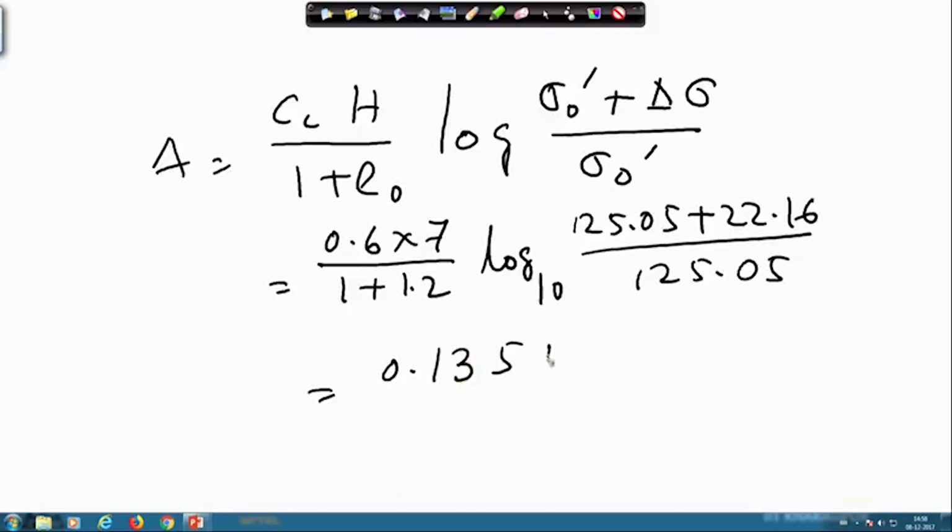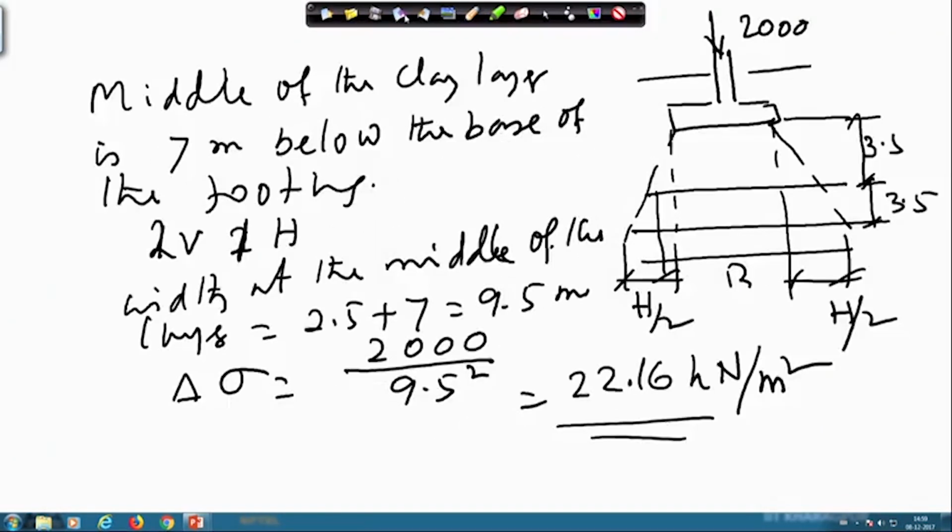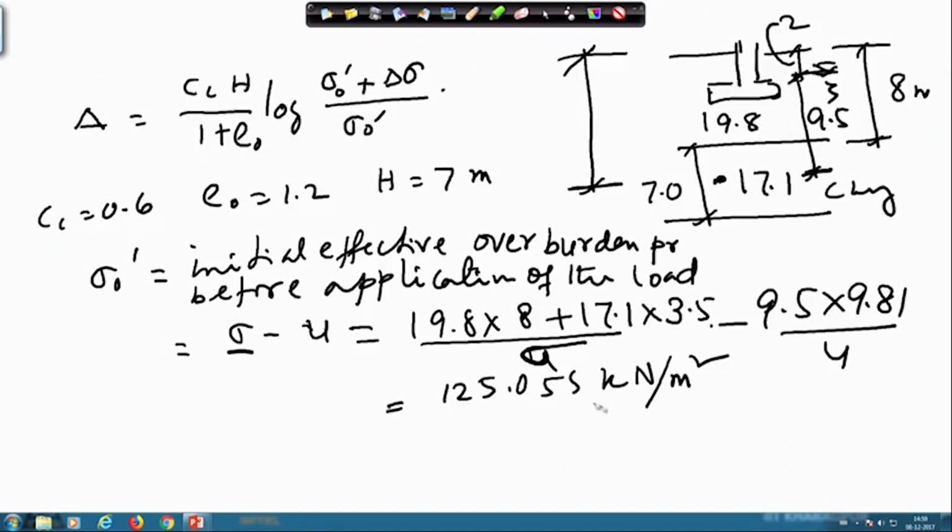0.135 meter, because all is in meter units, and you can see this is non dimensional. The dimension comes from this only. This is the only thing which has dimension. So, this will give you 0.135 meter or 135 millimeter. Okay. So, this is the entire step. This is the calculation of delta sigma, and this is the calculation of effective stress.